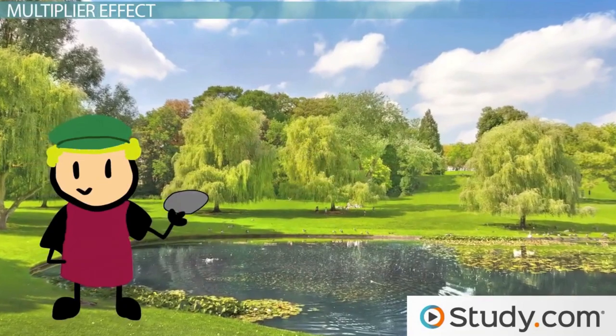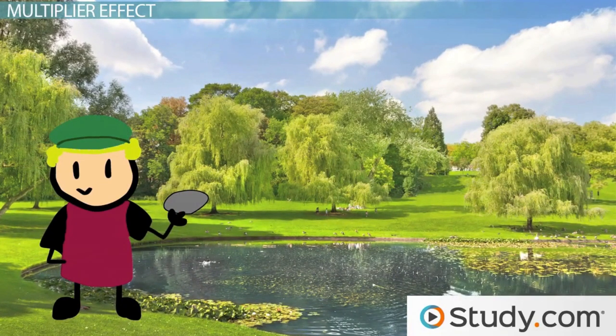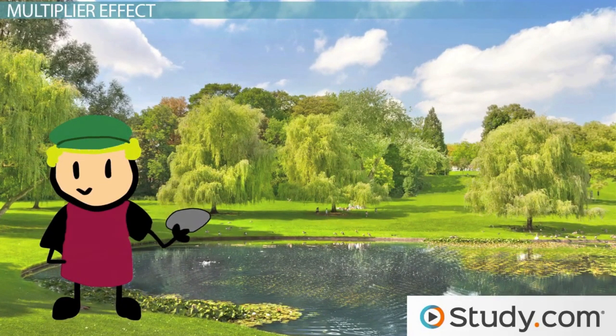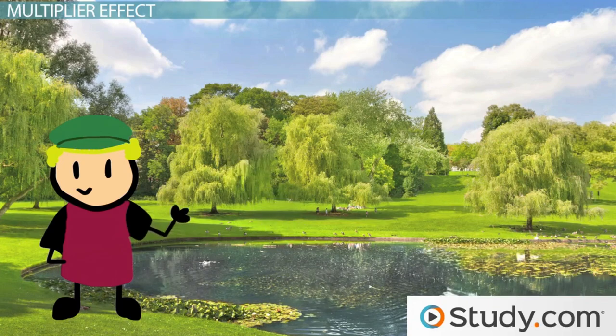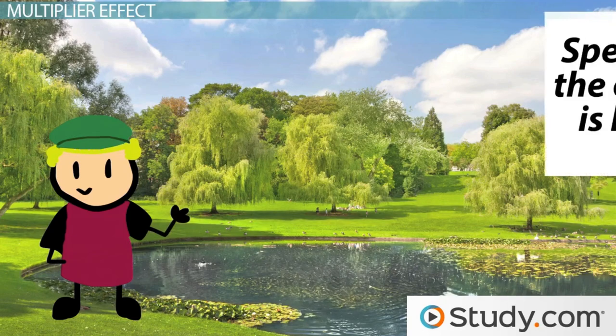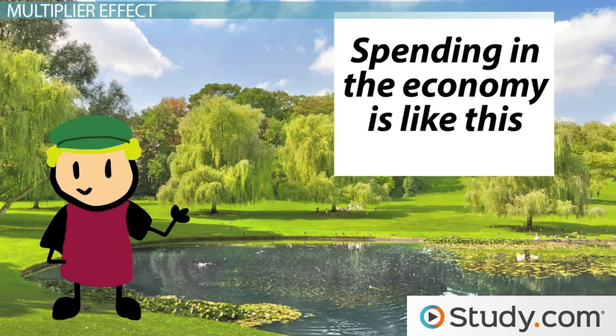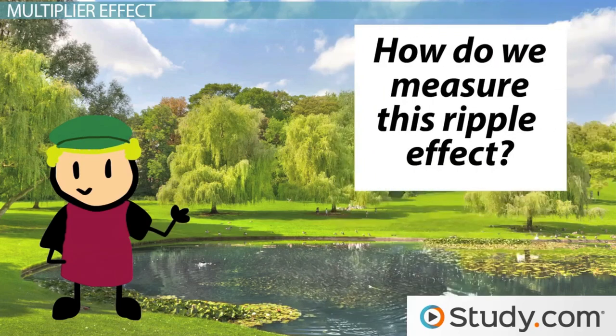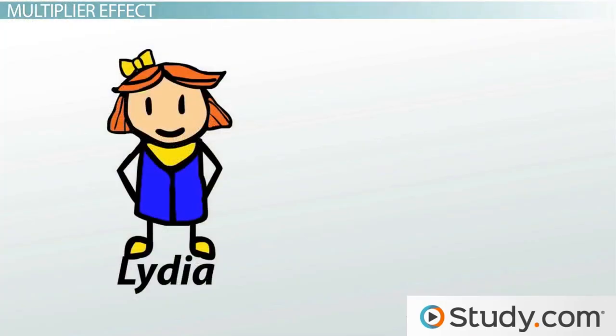I'm sure you can remember a time when you were standing next to a pond or a lake, and when you threw a rock in, you gazed at the ripple effect that took place around the rock as it entered the water. Spending in the economy is like this. The question we want to answer is this. How do we measure this ripple effect? And here's a real-world example that happens more often than you might think.